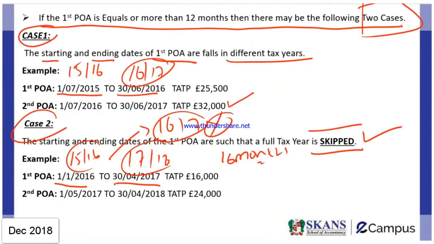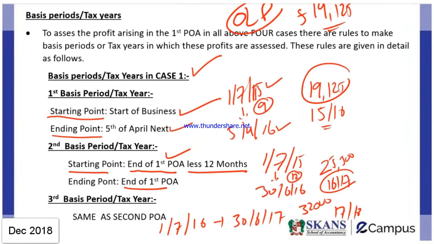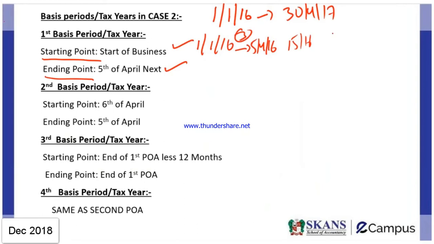Now the 16,000 profit is for 16 months. So how much is the profit allocated to this 3 months? It is 3,000, because the profit for 1 month is 1,000 and for 3 months it is 3,000.